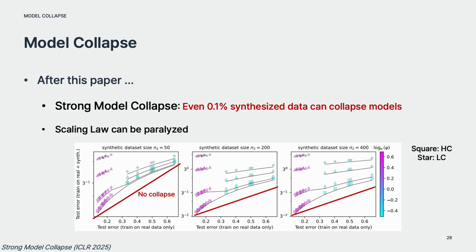This figure visualizes collapse boundaries across different synthetic dataset sizes. Regions without collapse are increasingly constrained. This highlights how fragile large-scale training becomes under recursive data generation.